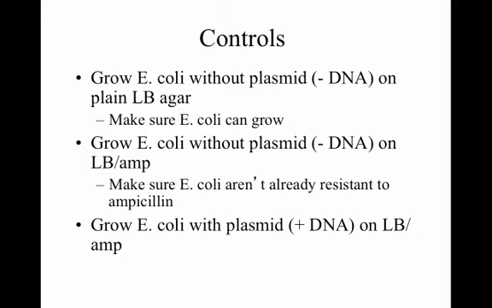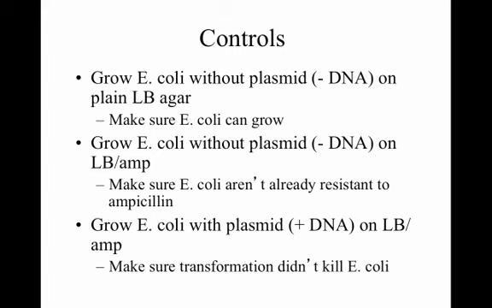Okay, so why is this a control? This is a control because these cells will have gone through the whole transformation process with the plasmid. We want to make sure the transformation didn't kill the E. coli. Because if it did that, that would also be really bad. Right, so ultimately our experimental plate is the one where we grow E. coli with plasmid on a plate with LB, ampicillin, and Arabinose.